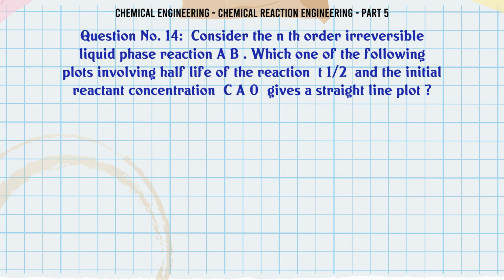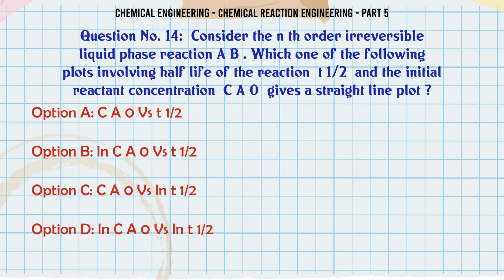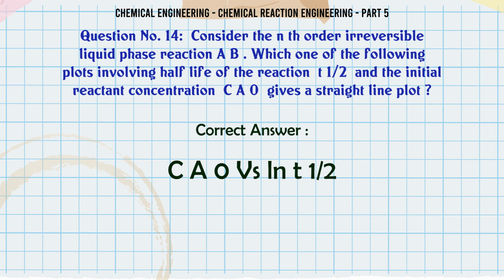Consider the nth order irreversible liquid phase reaction A → B. Which one of the following plots involving half-life of the reaction, t1/2, and the initial reactant concentration CA0 gives a straight line plot? A. CA0 versus t1/2. B. ln CA0 versus t1/2. C. CA0 versus ln t1/2. D. ln CA0 versus ln t1/2. The correct answer is ln CA0 versus ln t1/2.